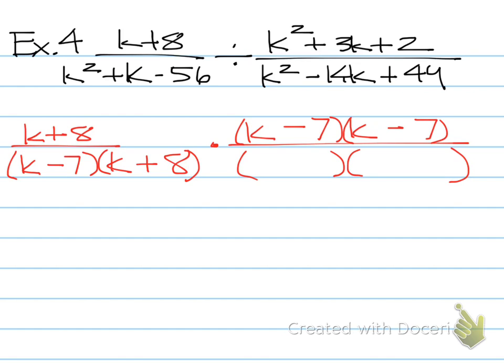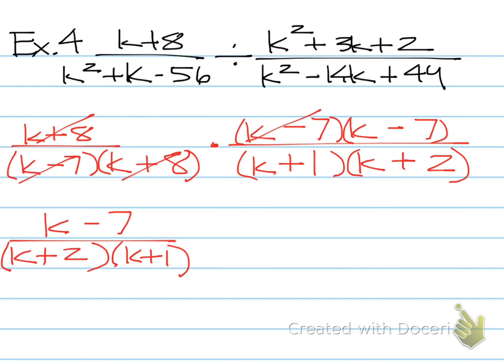And then that second numerator, you want to put k's in the front of both parentheses. The two numbers that we multiply to give us 2 and add to give us 3 are 2 and 1. They should both be the same sign. They're both positive. And then now we cancel out whatever we can cancel out. We can cancel the k minus 7s, also the k plus 8s, leaving us with k minus 7 in the numerator, and then k plus 1 times k plus 2 in the denominator.